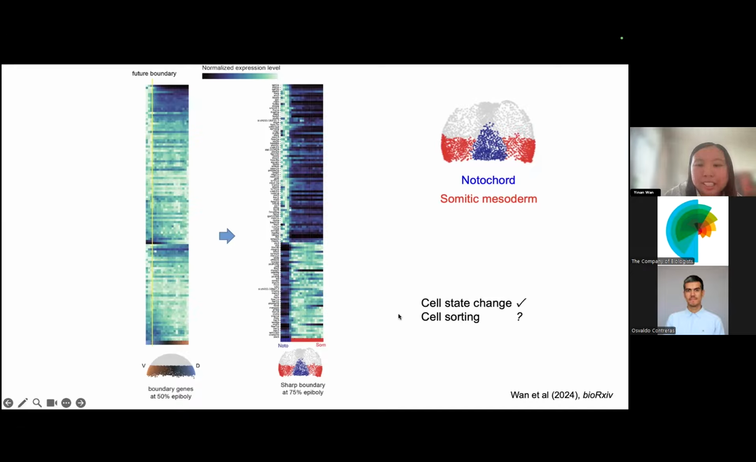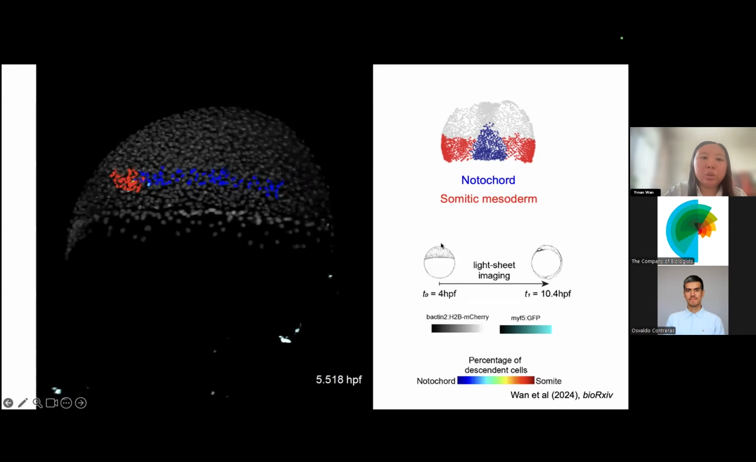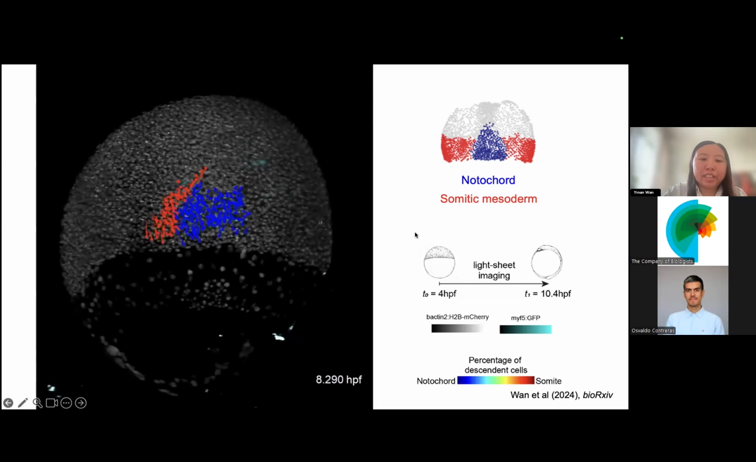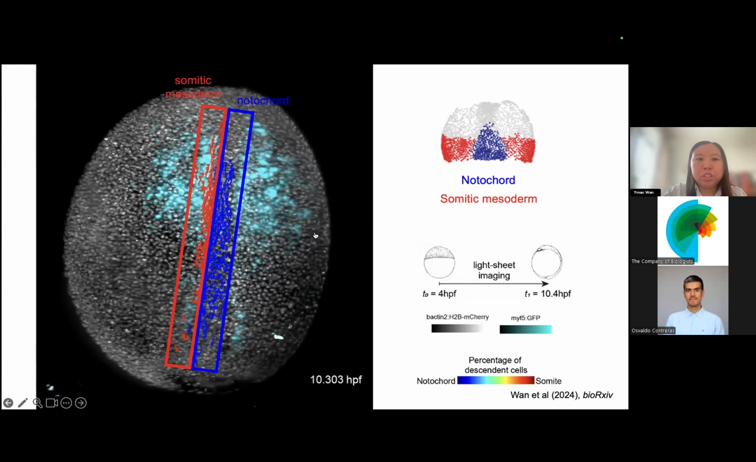This indicates that it is cell state change that's mediating the boundary formation. So what about cell behavior? We use light sheet imaging again. We followed the movement of all the cells and identified their fate based on a transgenic marker. By the end of the movie, we know which are somatic mesoderm cells and which are notochord cells, and we track them back and analyze their behavior.